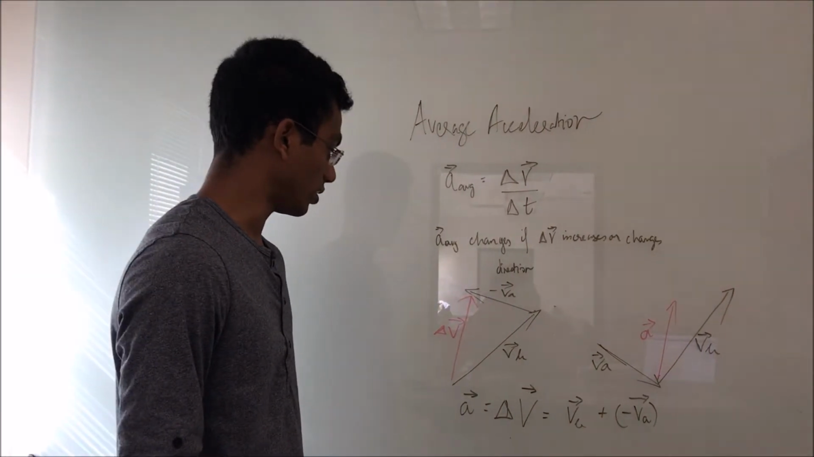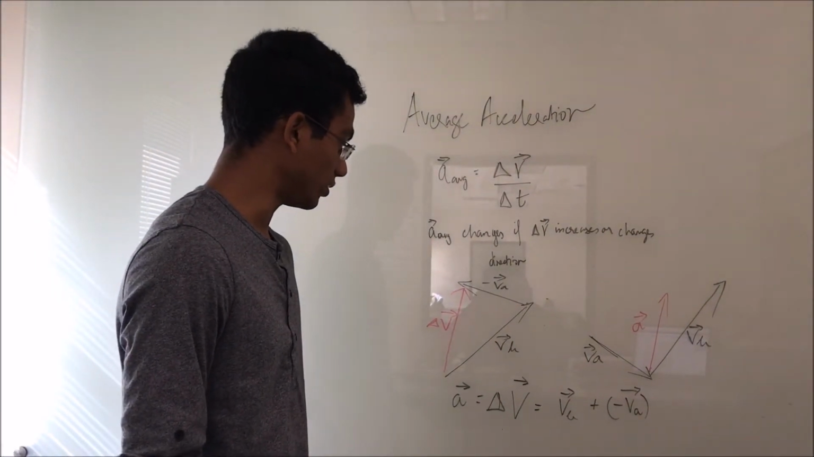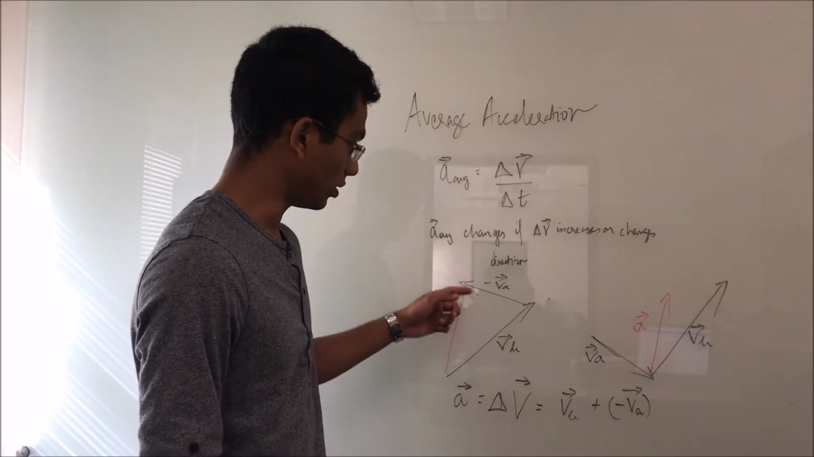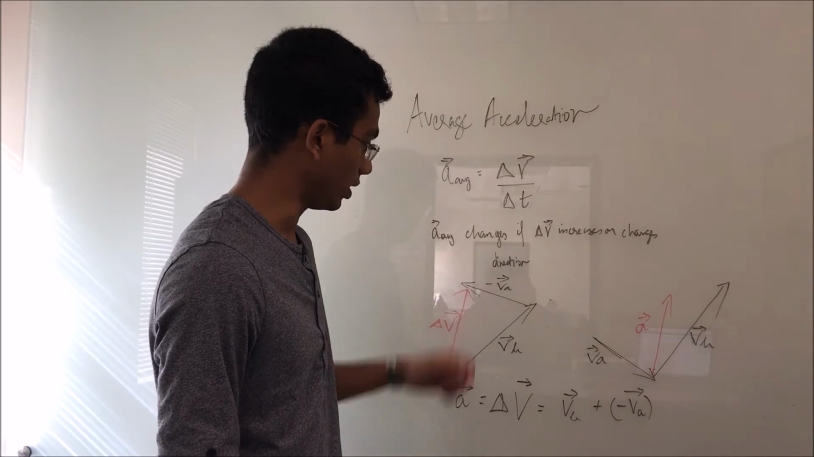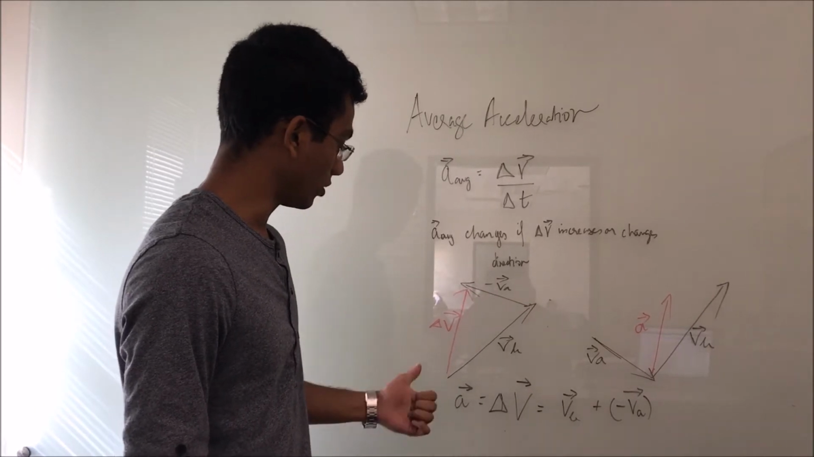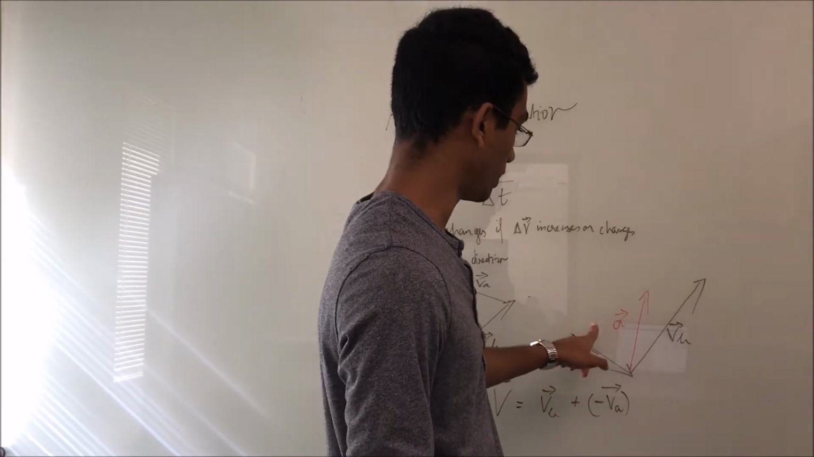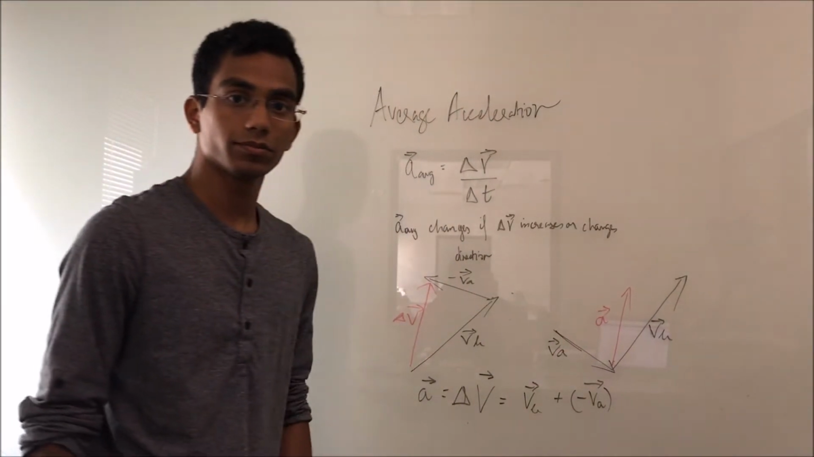To find average acceleration, you have to find change in velocity, which is velocity of vector b plus the negative of velocity of vector a. And drawing the change in velocity in the original diagram will give average acceleration.